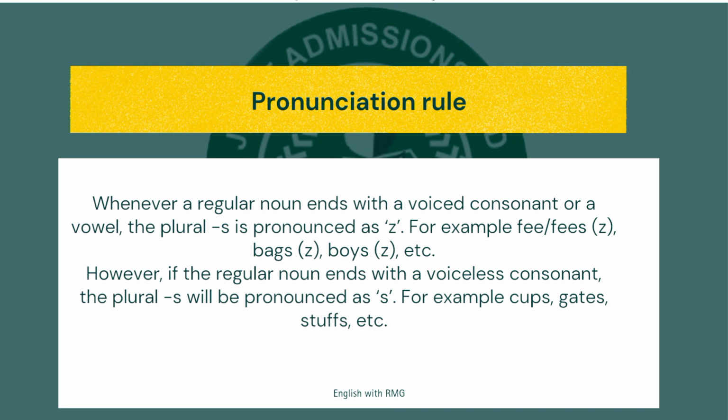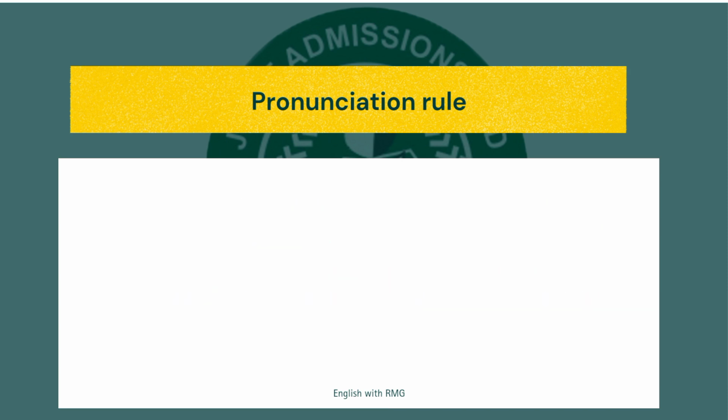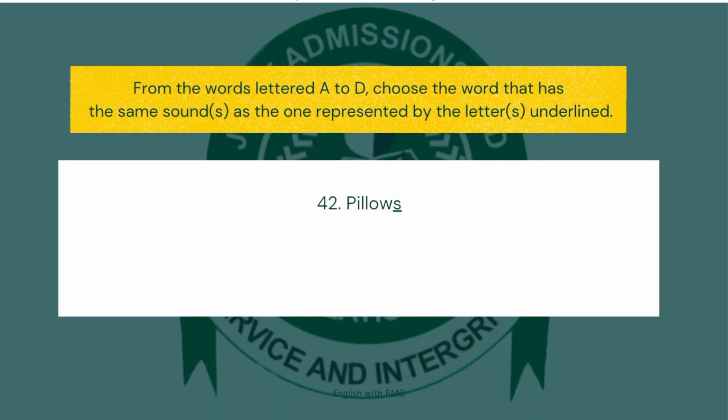So the plural will be what? Bags. We have boy, ends with a vowel, oi. The plural will be what? Boys. But if the noun ends with a voiceless consonant, it's going to be pronounced as just the S. So we have cops, P is voiceless, so it's cops, gates, stuffs, etc. Back to the question. Pillow. Don't get carried away. Pillow ends with O, which is a vowel.